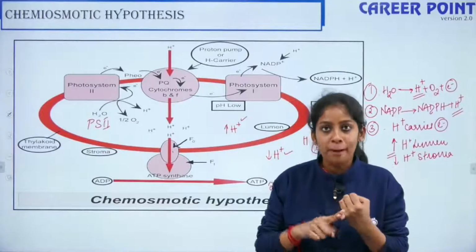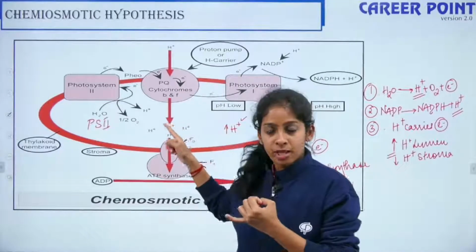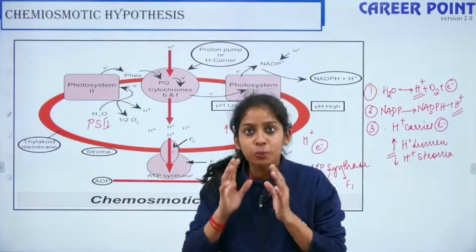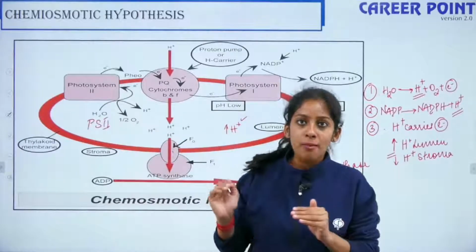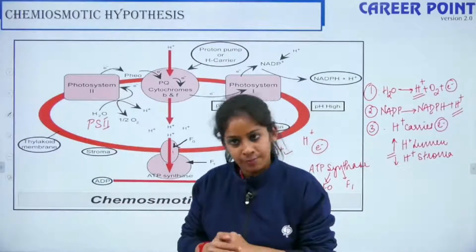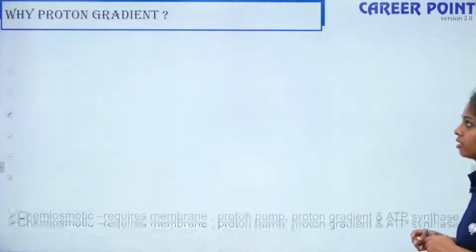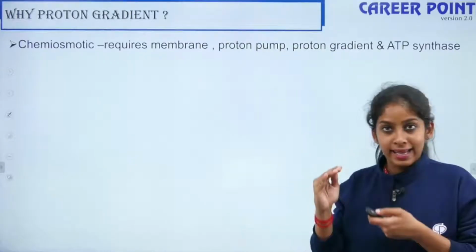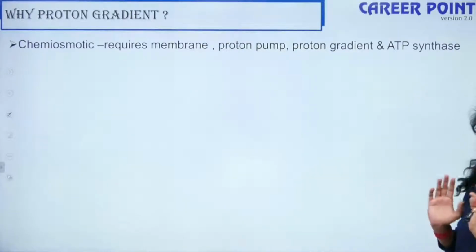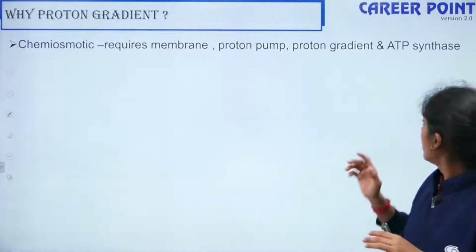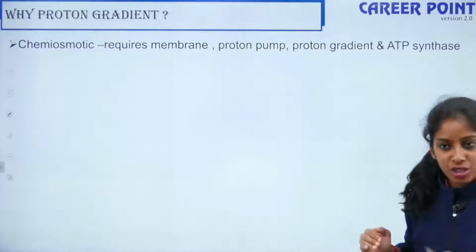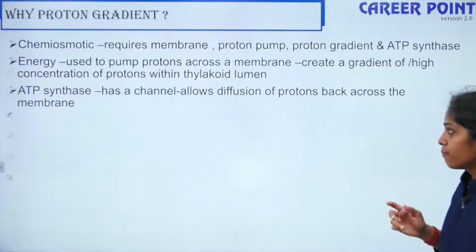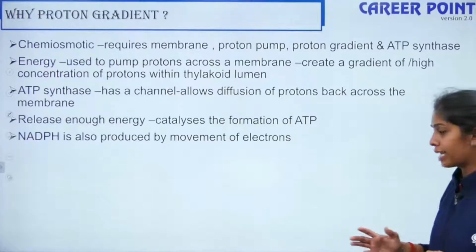So thus, for the production of ATP, you should have protons, right? You should have a proton pump, because of which you have more H+ here. Then you should have a proton gradient. Then you should have an ATP synthase to break it, and first of all you should have a membrane between which there is a gradient. So a chemiosmotic hypothesis requires a membrane across which the gradient is set up, a proton pump so that there is more H+ inside the lumen, a gradient of higher and lower concentration, and ATP synthase. This is what allows the formation of ATP.